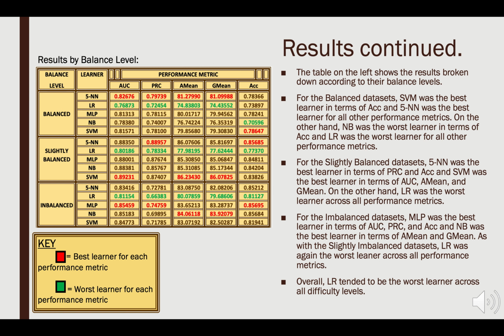Again, we can see on the table shown to the left that the same key is used. The values shown in red represent the best learner for each performance metric, while the values shown in green represent the worst learner for each performance metric.